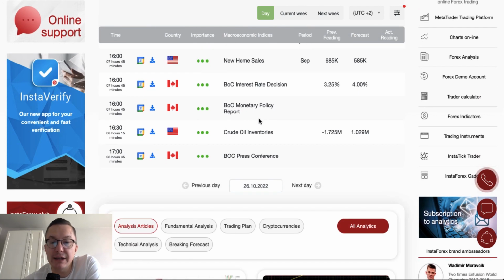The key event of today is the Bank of Canada interest rate decision and monetary policy report, and both of these events are scheduled for 4 p.m. And then we have the Bank of Canada press conference. This event is scheduled at 5 p.m.